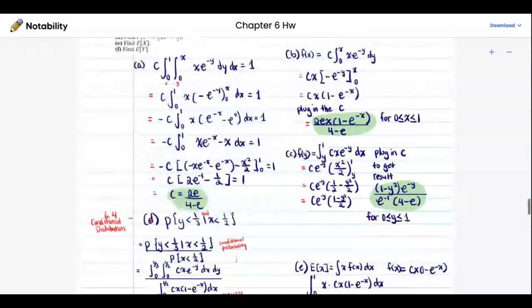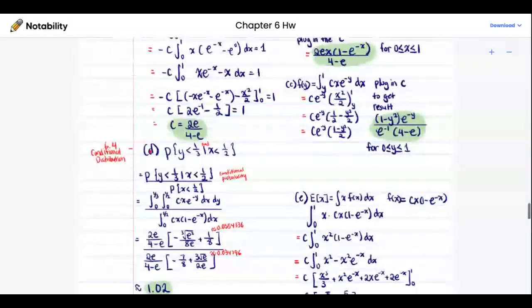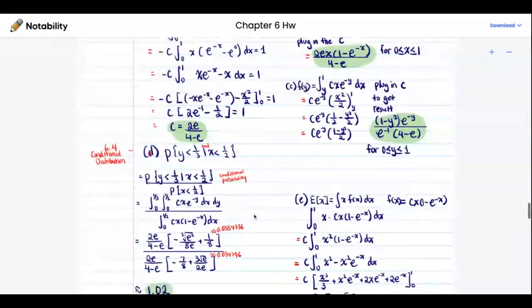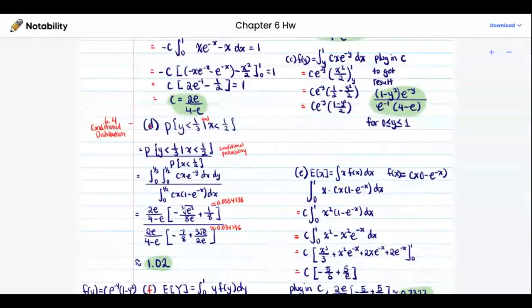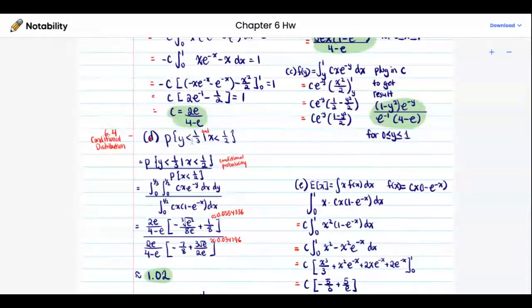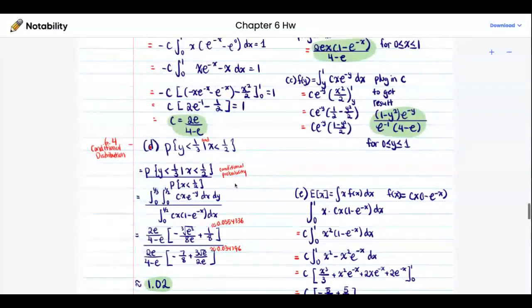this is a conditional probability. That's from section 6.4, but I did it anyway. For this one, we have the probability that y is less than 1/3 and x is less than 1/2. And for this one, we use conditional probability: the probability y is less than 1/3 and x is less than 1/2 over the probability x is less than 1/2. And then we set up our double integral.